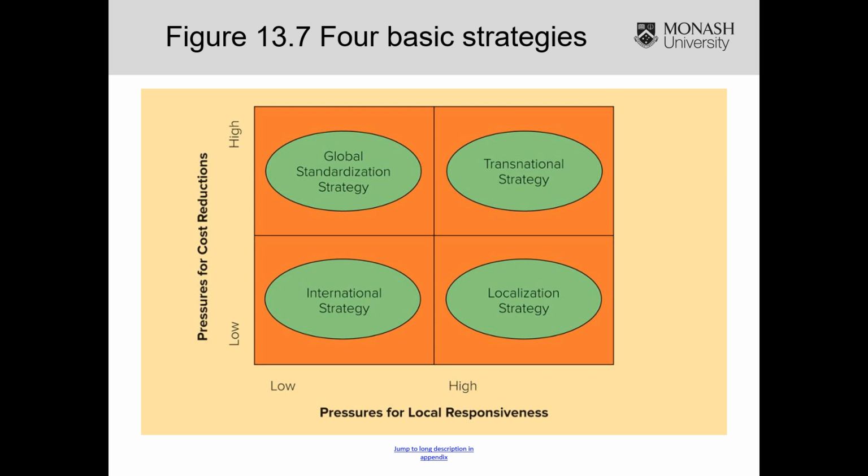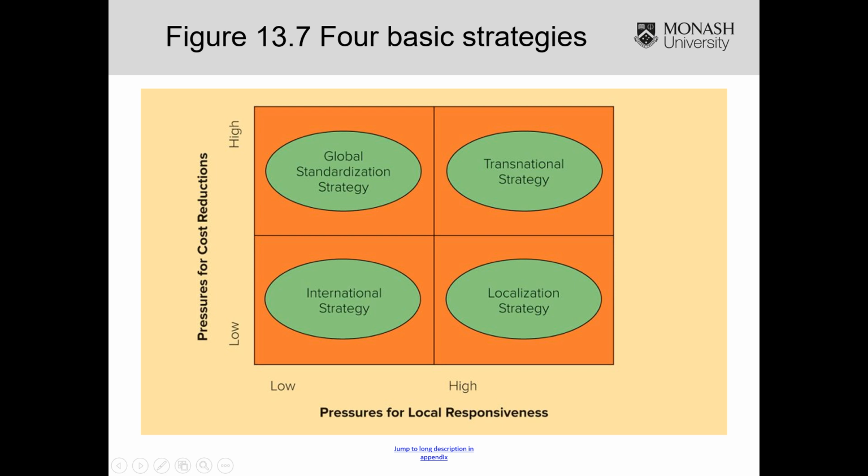Why is that happening? Because there was pressures for cost reduction in what is essentially a protected industry. And then when it became a generic industry, still pressures for cost reduction. Standardized products sold globally.